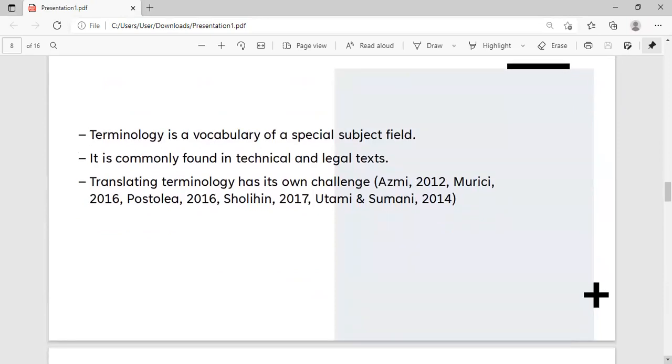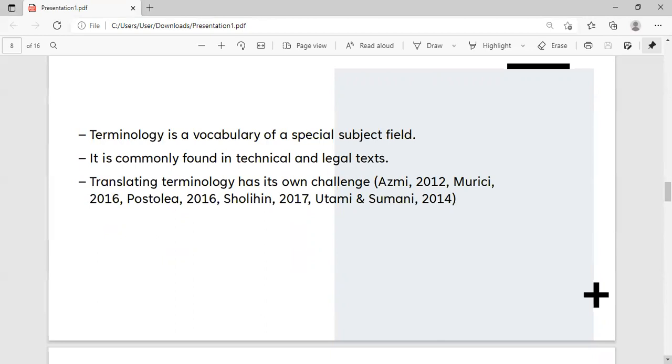Okay, the next thing I am going to discuss is terminology. The definition of terminology is the vocabulary of a special subject field. It is commonly found in technical and legal texts. Translating terminology has its own challenges.